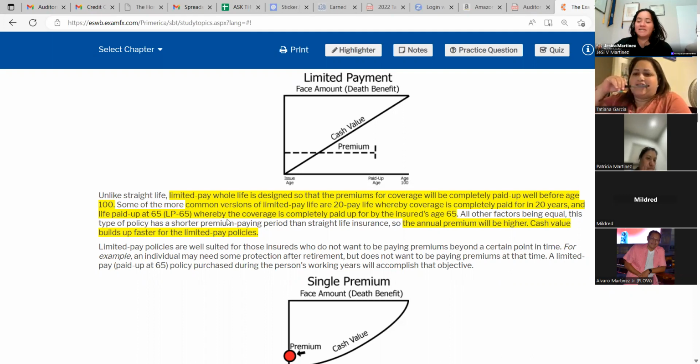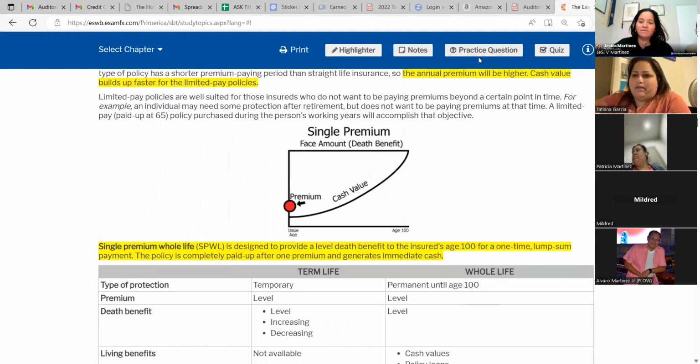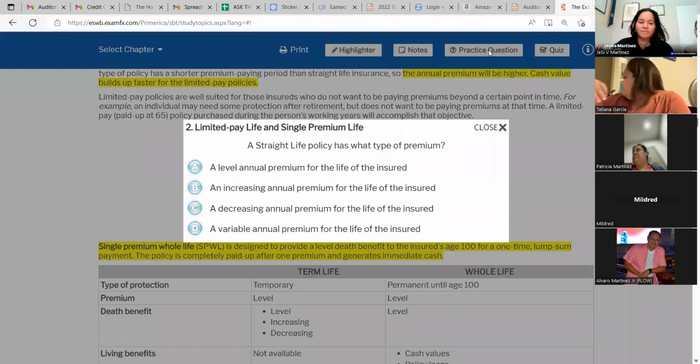And then when I was explaining it, I also said the only way I see somebody choosing that is because they want to pay the years that they're working and then not pay their insurance when they're retired. Right, okay, so let's do a little bit more down, see if we get another nice question.